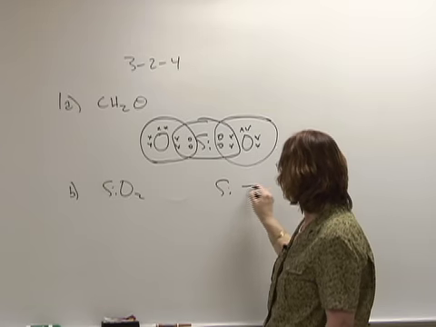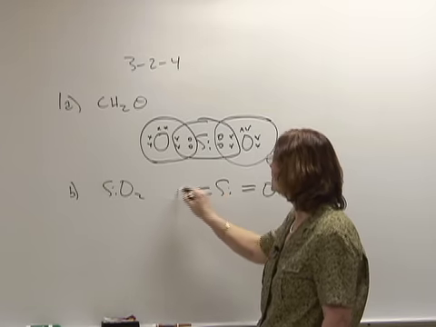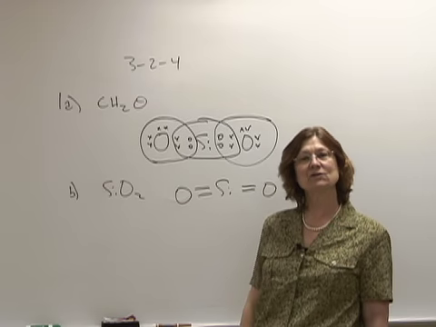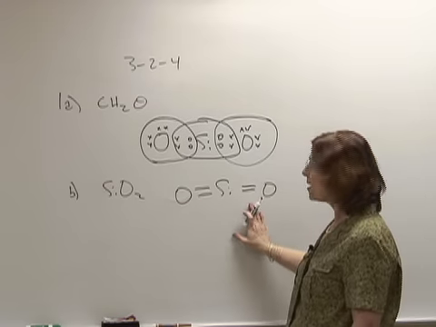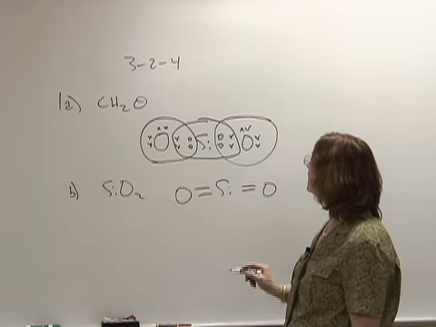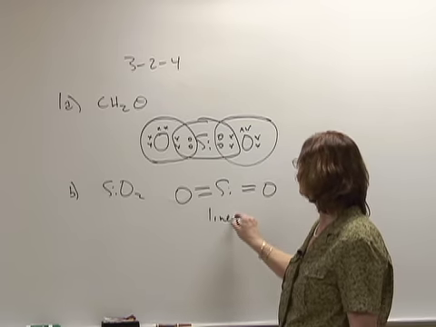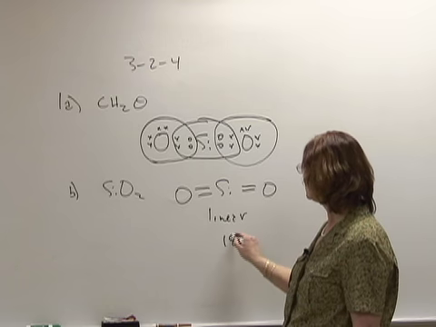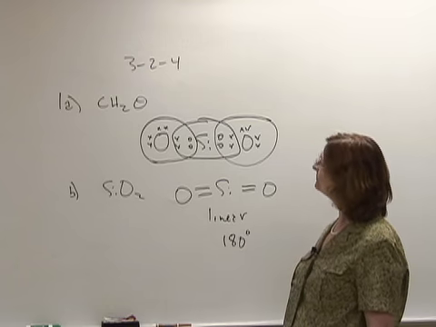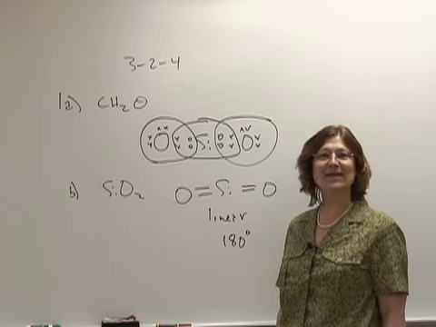For the line diagram, remember there is 1 line for each pair of electrons. Here we have 2 bond pairs and no lone pairs. Therefore this shape is linear, and it is 180 degrees. And that's how you do A and B.